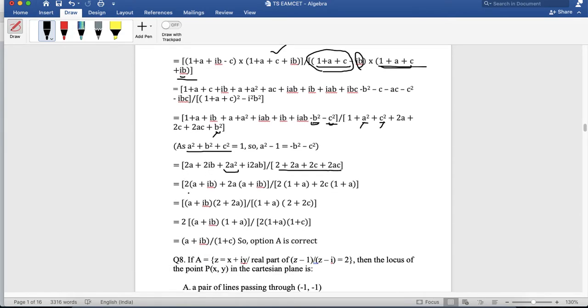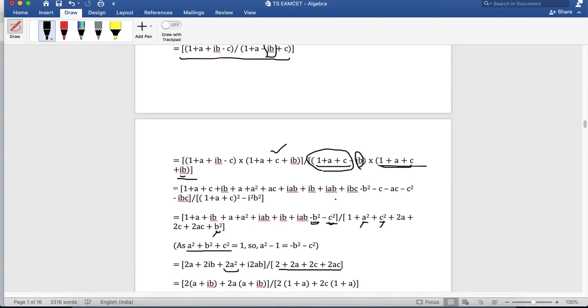So take 2 common here, you will be left with a plus iota b. Take 2a common here, you will be left with a plus iota b. Now take a plus iota b common, you will be left with 2 plus 2a. Just take 2 outside as well. So a plus iota b into 1 plus a into 2 is the numerator. And in the denominator I have done similar work, and I am left with 2 into 1 plus a into 1 plus c. 1 plus a and 2 will be cancelled. So you'll be left with a plus iota b by 1 plus c. So option A is correct.